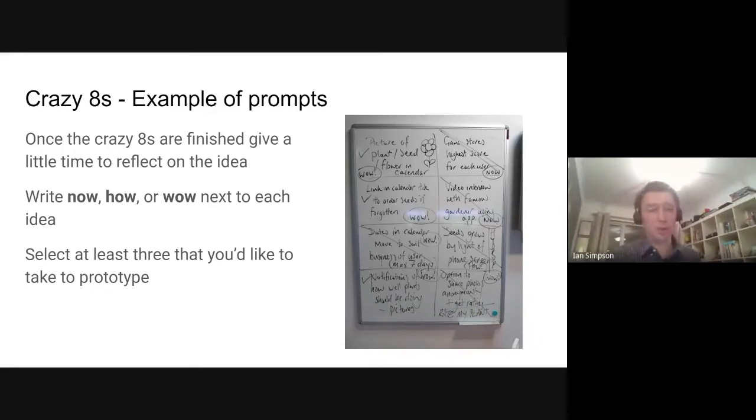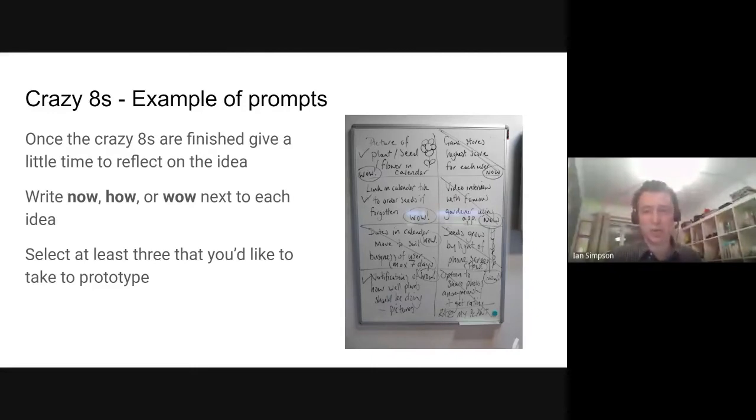When we finished the Crazy 8s, the students got a little bit of time in the same period to reflect on their 8 ideas, and then they had to write now, how, or wow next to each of the ideas. So now means that they're confident they could code it right now, with very little extra input. How means that they'd like to do it, or they think it's possible to do, but they'd need to go off and learn something new. And wow is something that would be fantastic to include, but they really don't know where to start. So they need a lot of guidance. And it's a positive way of framing all 8 of those ideas.